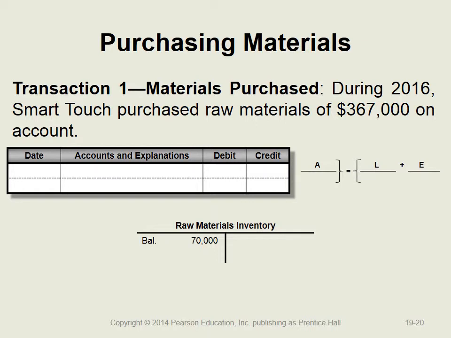We're now going to look at how specific transactions are journalized in a job order costing system. During 2016, Smart Touch purchased raw materials of $367,000 on account. Note, to simplify the recording process, we're recording the purchases as a summary journal entry for the year, rather than showing each individual purchase. The raw materials account had a beginning balance of $70,000.